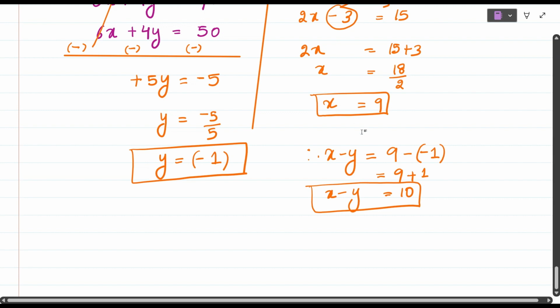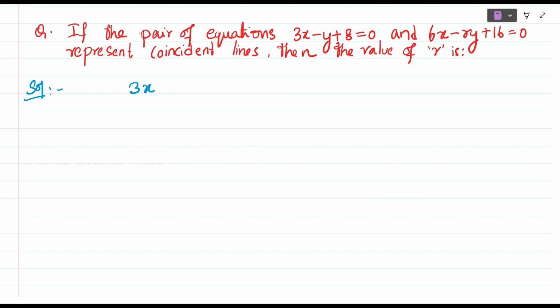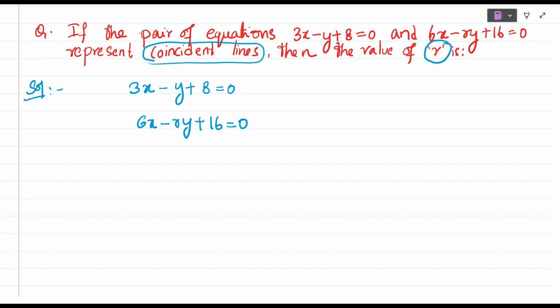Did you understand? Students, the next question is: if the pair of equations, here I am going to write the equations first, 3x minus y plus 8 is equal to 0 and 6x minus ry plus 16 is equal to 0. So these lines represent, they are telling, coincident lines. Okay, coincident lines. Then they are asking us to find the value of r. Okay. So what is the condition for coincident lines, students? The condition is a1 by a2 is equal to b1 by b2 is equal to c1 by c2.